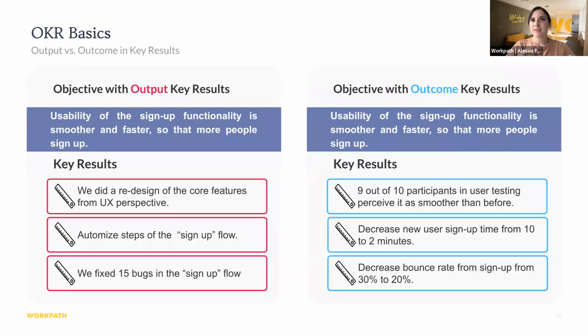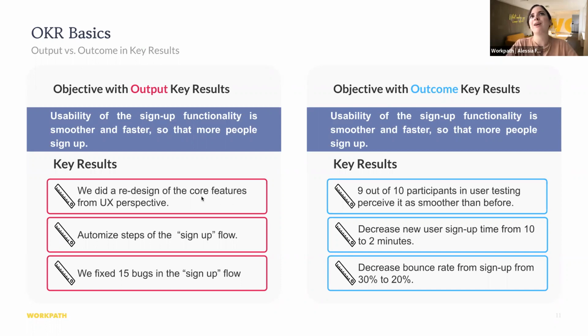Let's have a look at why this is increasingly important, and why this is also a very important aspect in terms of strategy execution. Once we have formulated the OKRs and go into the execution, it's important to distinguish these 2 concepts a bit more. So here we have an objective that says the usability of the sign-up functionality is smoother, faster, so that more people sign up. Output-oriented key results would look like this. So we did a redesign of the core features from the UX perspective. That doesn't really show if it was effective or not. Were we successful with that? It doesn't tell us that.